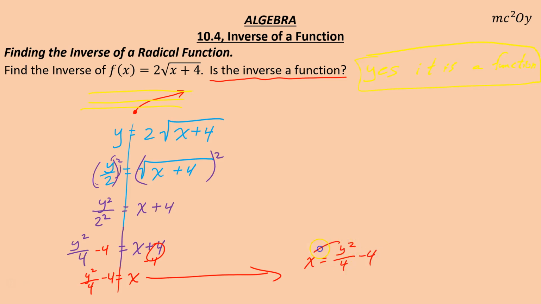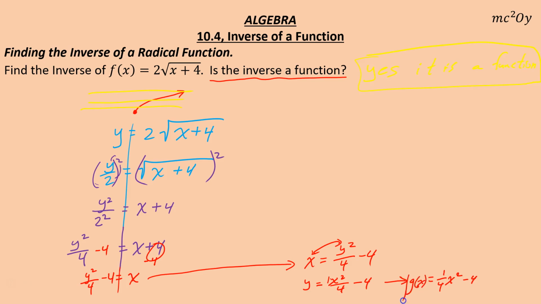And now we've got to switch our x's and y's, right? So it becomes y equals x squared over 4 minus 4. Now this is a quadratic. In a quadratic, we don't generally write in that format. I mean, it kind of looks weird because we're dividing by 4 here. So this is 1x squared. So let's actually call this y equals 1 over 4 x squared minus 4. And then we'll replace the y with g of x. There we got it. There is your inverse.